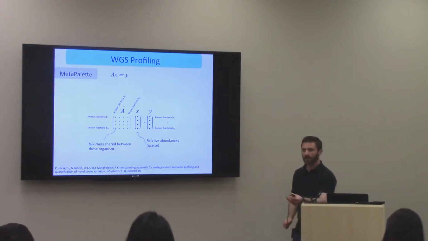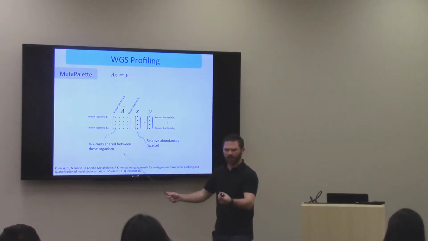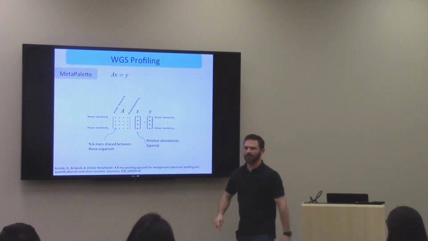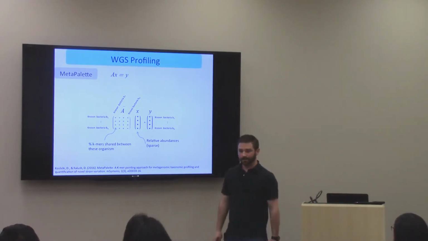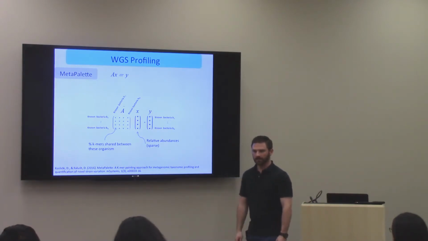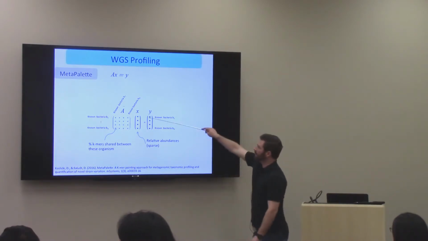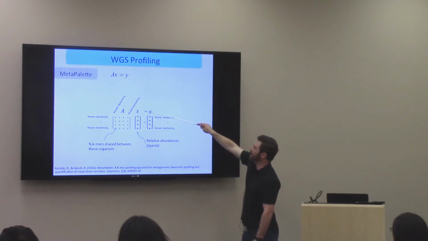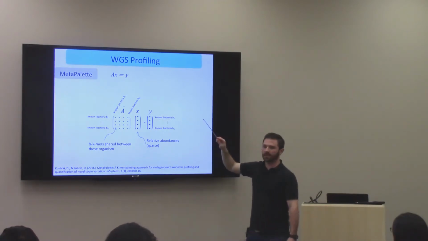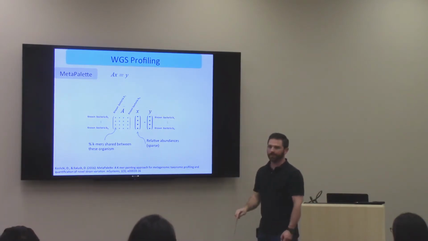You look for X here, correct? Yes, Y is given. A is basically our training data, and X is what we want to reconstruct. Exactly. So A is from known genomes. What does X give us? X gives us the presence and abundance of these organisms in our sample.